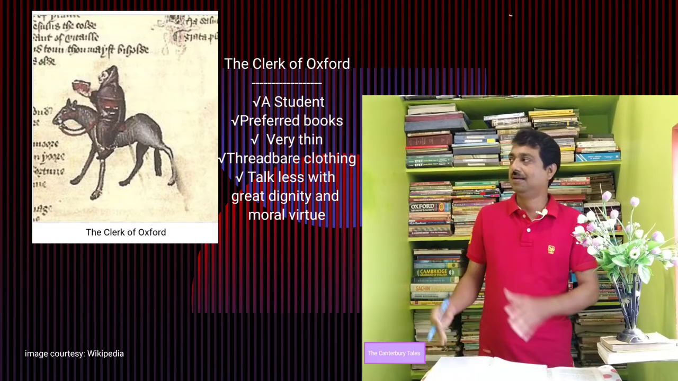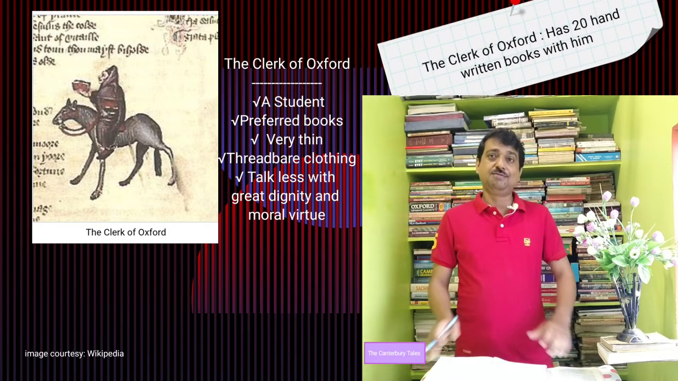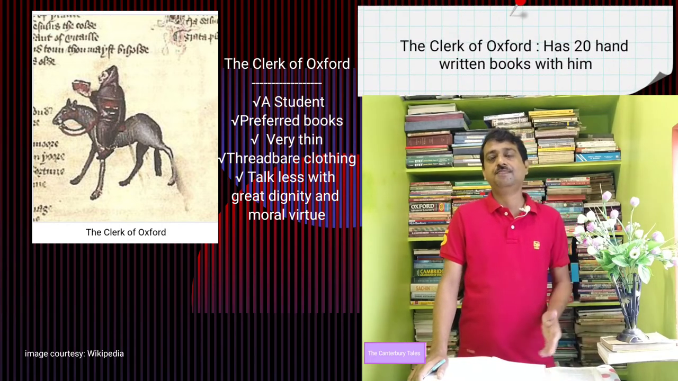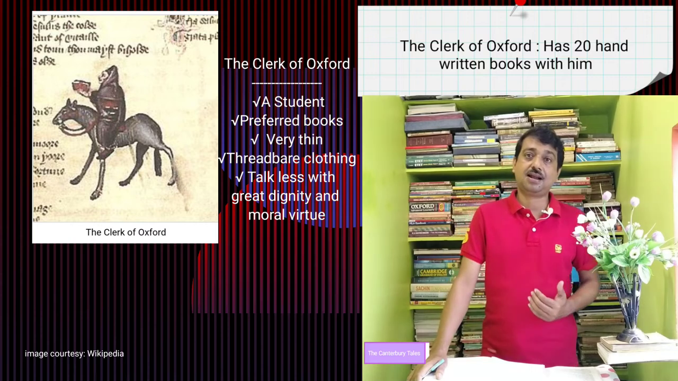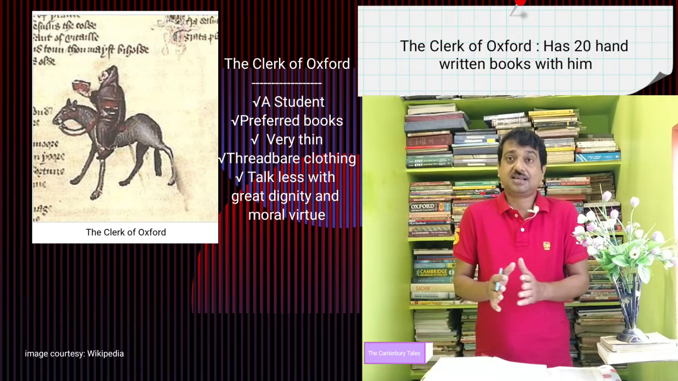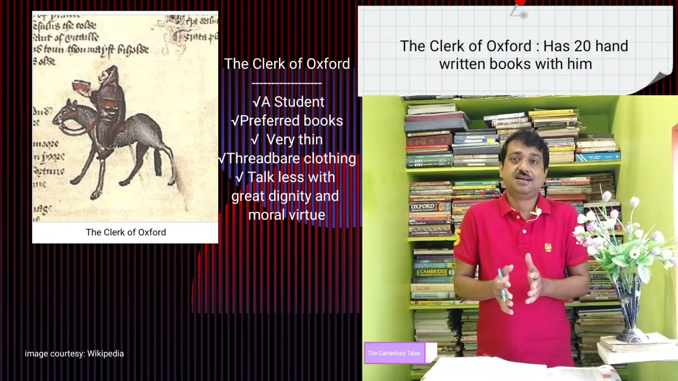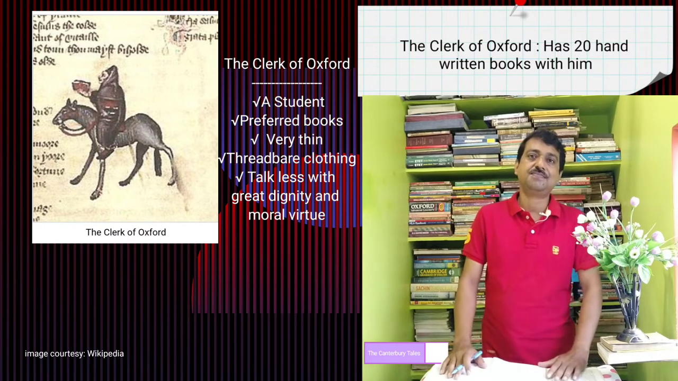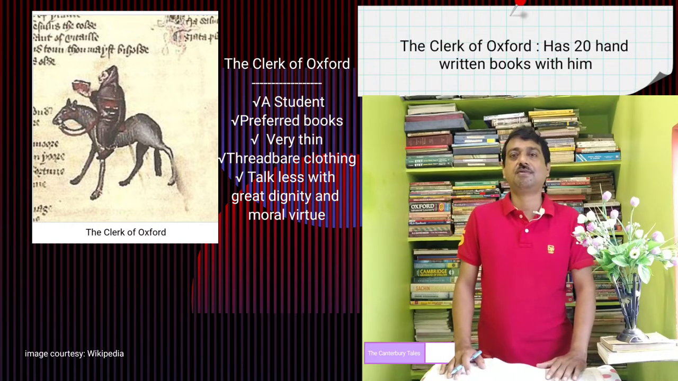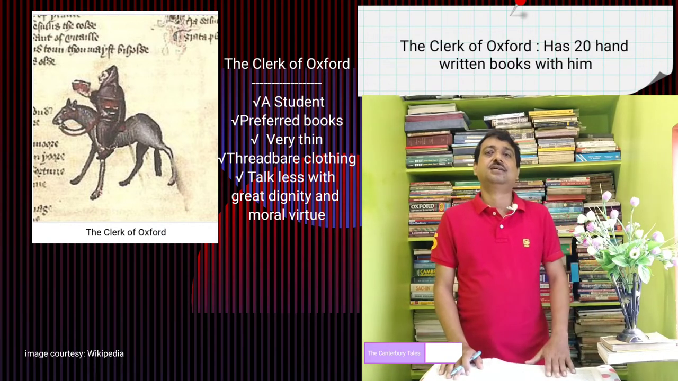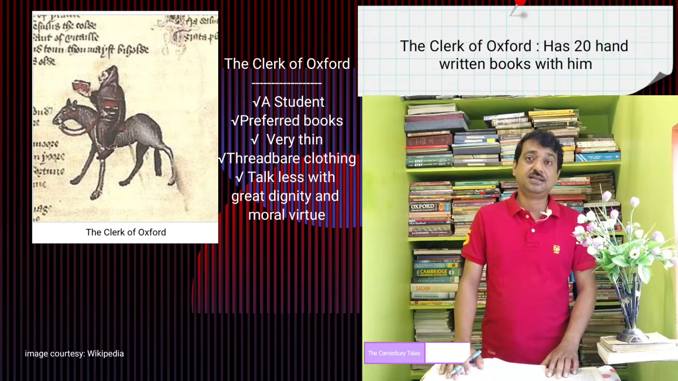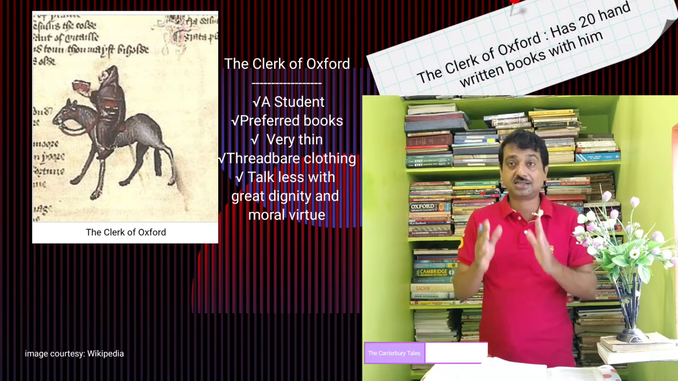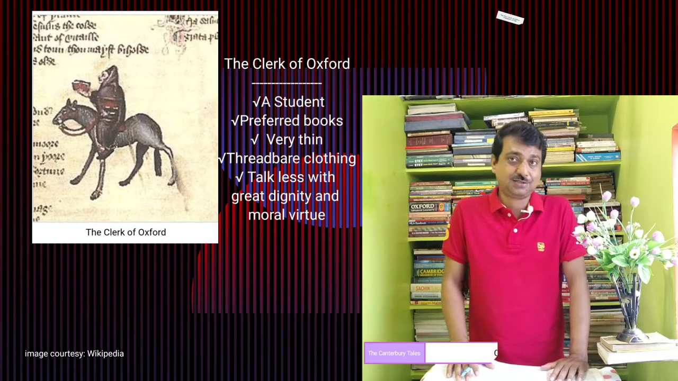The clerk of Oxford, a university student who preferred books to any other earthly pleasure, and who would gladly learn and gladly teach. In physique, he is very thin, almost underfed, in threadbare clothing, but has 20 handwritten books with him. He hasn't sought secular employment yet, still studying logic. He did not talk often, but when he did, it was with great dignity and moral virtue. So these are the respectable characteristics that Chaucer has depicted through him.